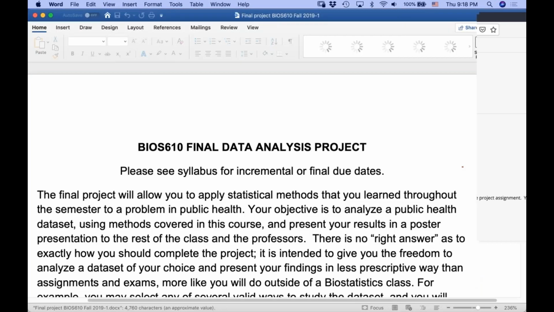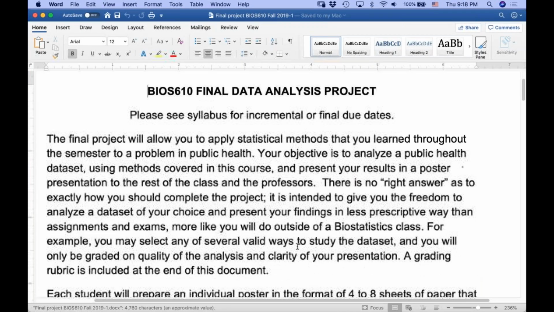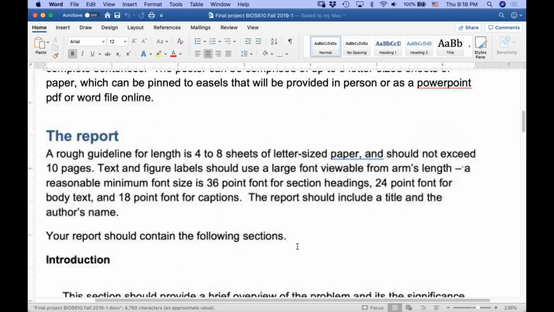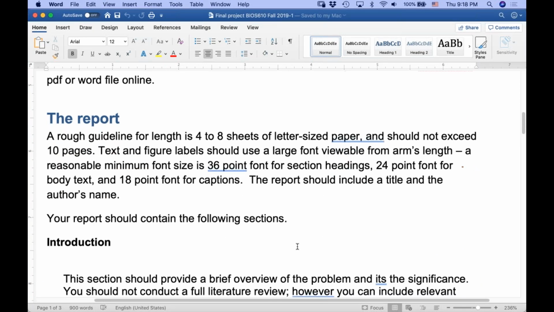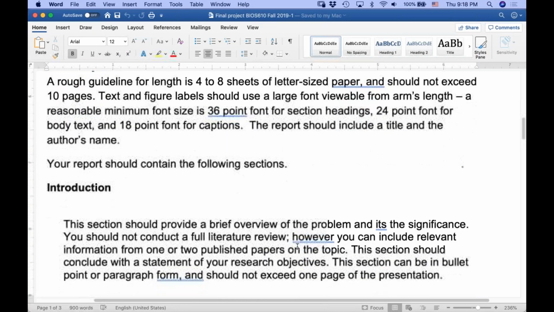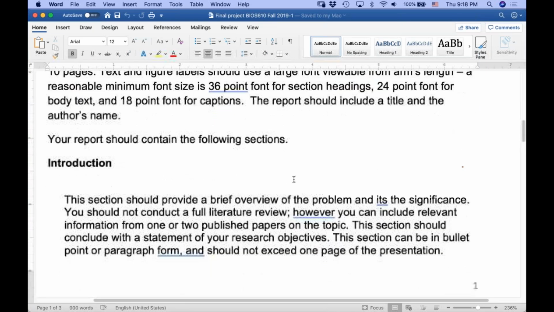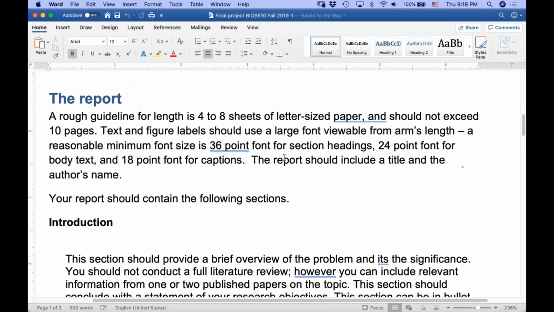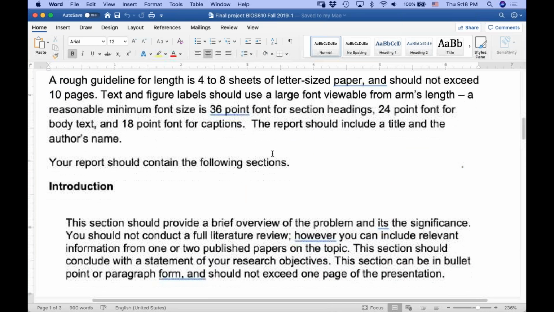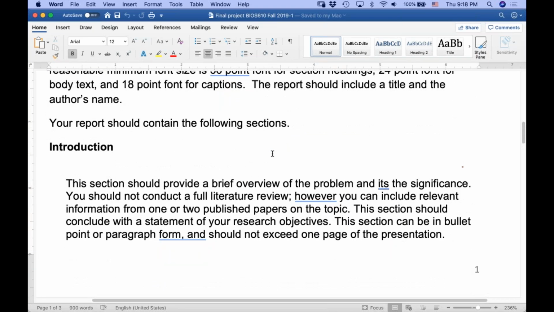Somehow I closed it. Okay, so what are we asking you to do? We're asking you to do a report, a poster, 4 to 8 sheets of paper, right? Probably no more than 10. And we don't want you to type tiny little words until you fill up 8 pages. We want it to be visible and legible, so someone can look at it, hold it in front of them, kind of like a poster.